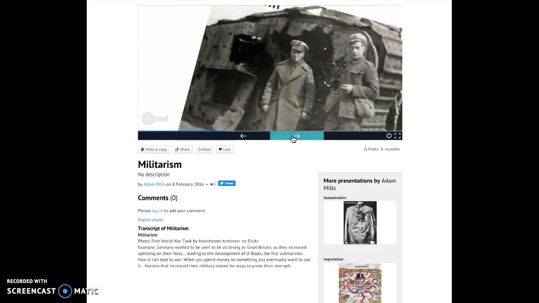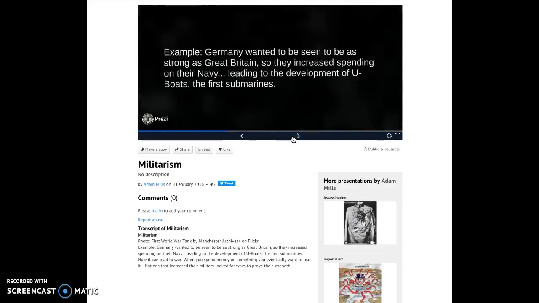For example, Germany wanted to be seen as a military equal to Great Britain. Great Britain had the best navy, so Germany increased their naval production. This led to the invention of the first submarines called U-boats.